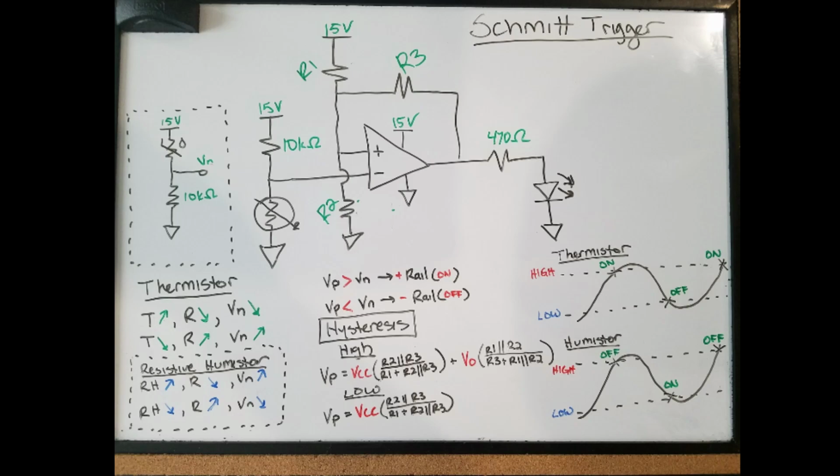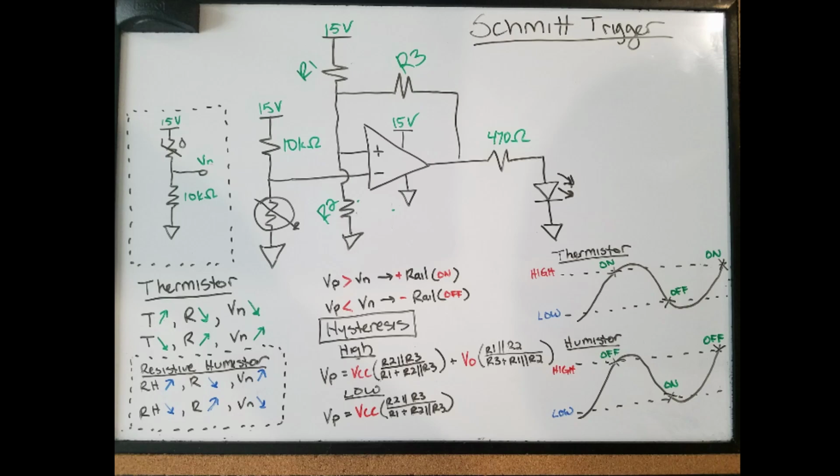result in opposite actions. So as the temperature goes high, the LED is on. But as the humidity goes high, the LED needs to be off. So the way that I did this was simply by swapping the variable resistor with the 10K ohm resistor in the voltage divider. And that achieved what I needed to achieve.